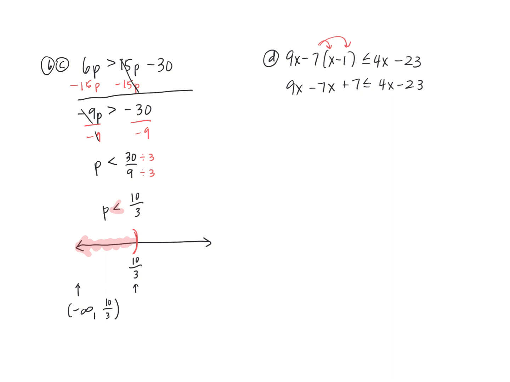On the left, we have some like terms we can combine. 9x minus 7x gives us 2x. So 2x plus 7 is less than or equal to 4x minus 23. We want to move our x's to the left, so minus 4x from both sides. And we want to move our constants to the right, so minus 7 from both sides. That's going to give us negative 2x is less than or equal to negative 30.